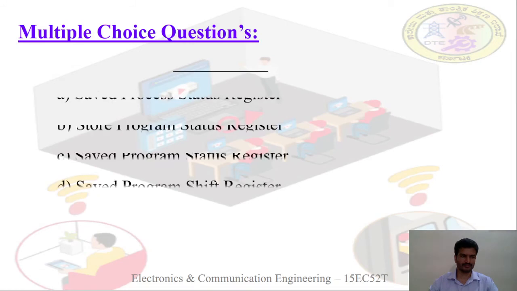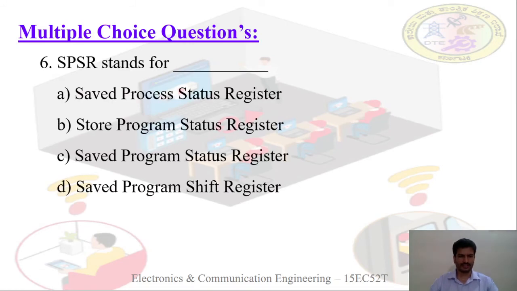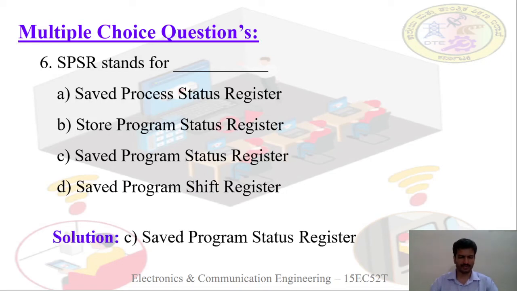The next question is, SPSR stands for: A. saved process status register, B. store program status register, C. saved program status register, D. saved program shift register. So the answer is C, saved program status register. It is used to store the previous mode of the CPSR, the current program status register. The content will move to SPSR whenever an interrupt or exception occurs. So option C is the right answer.